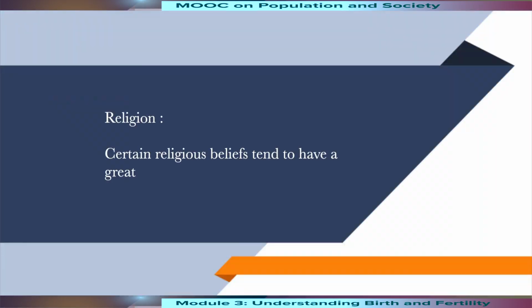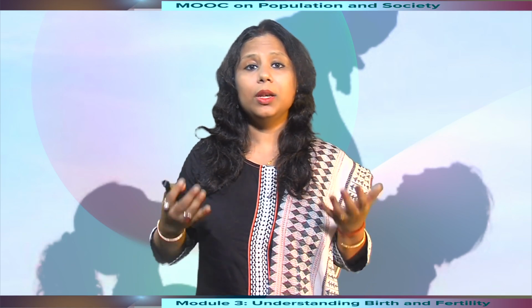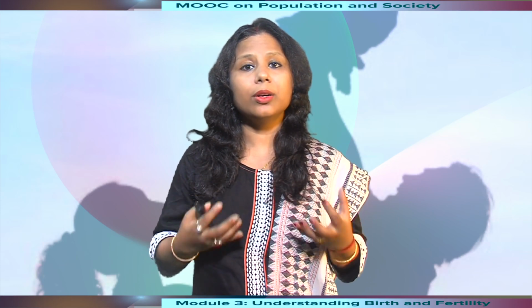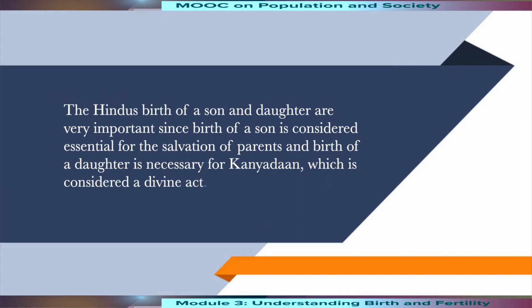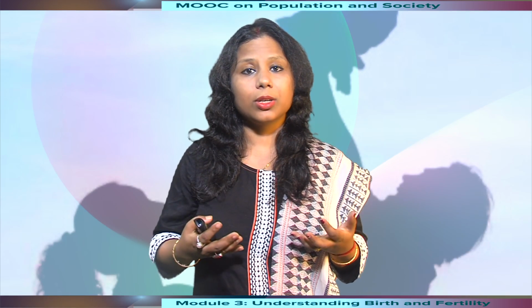The first important social factor is religion, which tends to have a great impact on fertility. Religious beliefs and orthodox values tend to govern the conduct of human beings in many societies. For example, among the Hindus, there is a belief that the birth of a son is essential for the salvation of parents, and the birth of a daughter is necessary for the act of Kanyadan, which is usually considered a divine act. Marriage and reproduction are therefore given much importance among the Hindus.